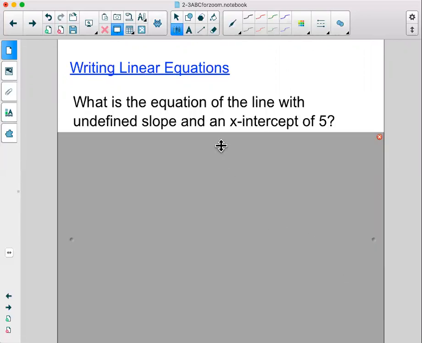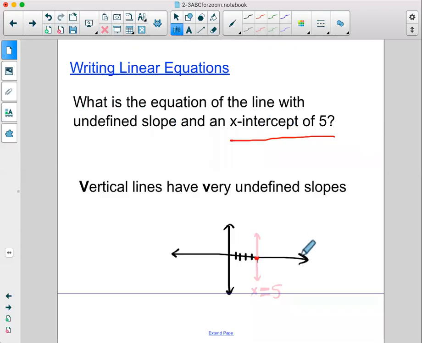How about this situation? What's the equation of this line, with an undefined slope, a vertical line, and an x-intercept of 5? The minute you see undefined slope, you know you've got a vertical line. You could draw a little sketch of it. Vertical lines have very undefined slopes.